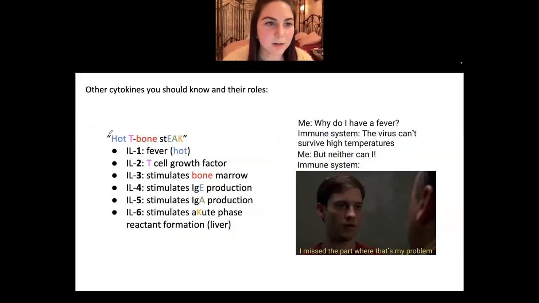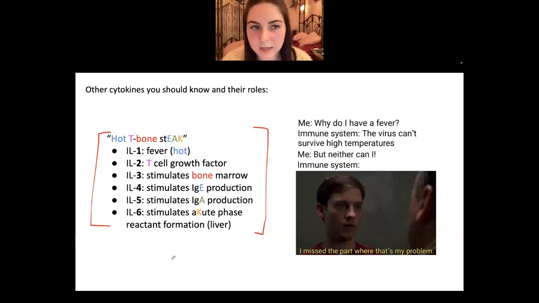Here are the cytokines that First Aid says are important, and these are definitely the ones you should know for boards. I just talked to someone that took boards two weeks ago and said these are the ones they asked about. So the mnemonic is hot T-bone steak. I put them in order with what each is associated with, so you basically go in order from IL-1 to IL-6.